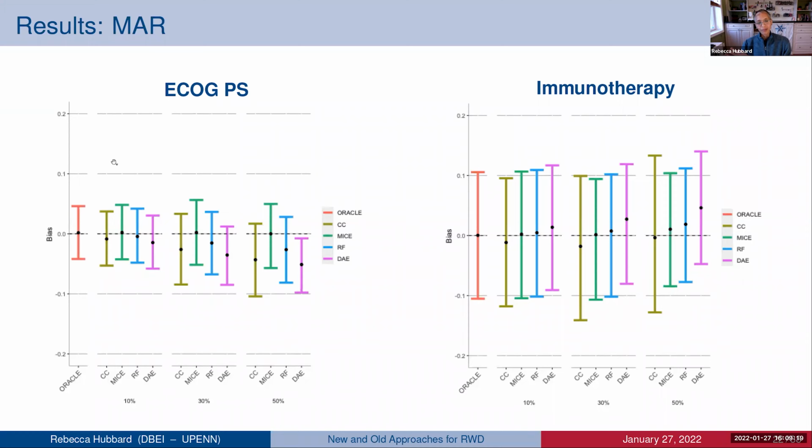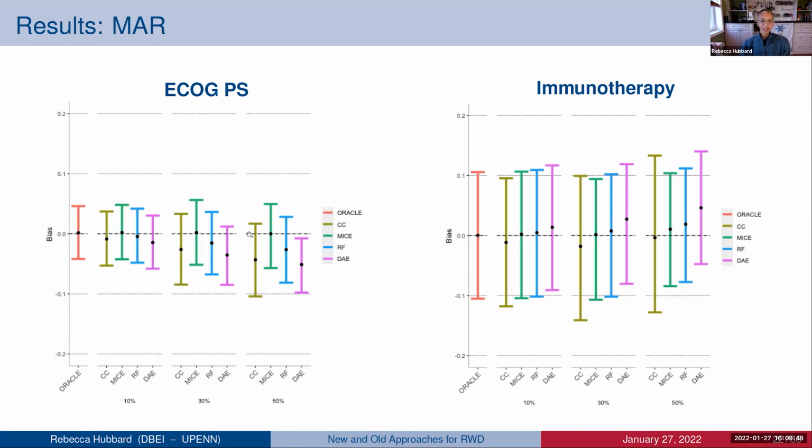When we move into the missing at random missingness setting is where we start to get into trouble. So under missing at random missingness, we see particularly as the amount of missingness in ECOG performance status increases, we get introduction of bias into our multiple imputation using random forests and multiple imputation using denoising autoencoders, whereas our mice multiple imputation continues to work just fine.